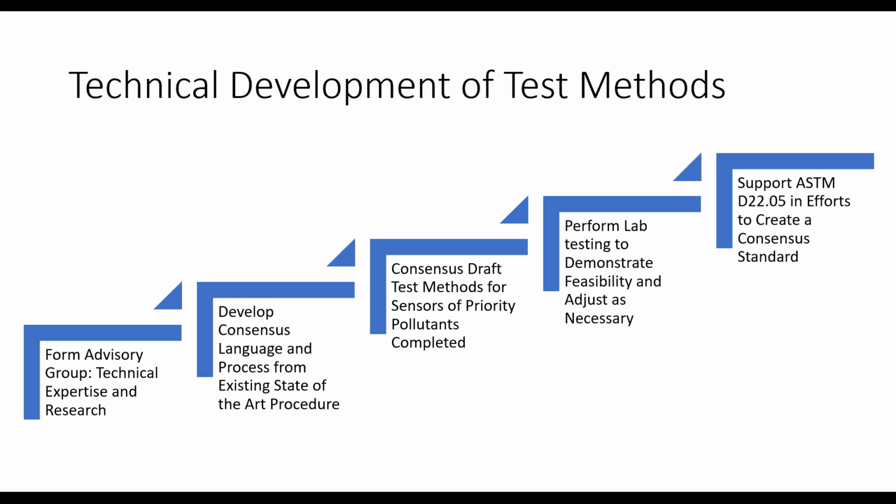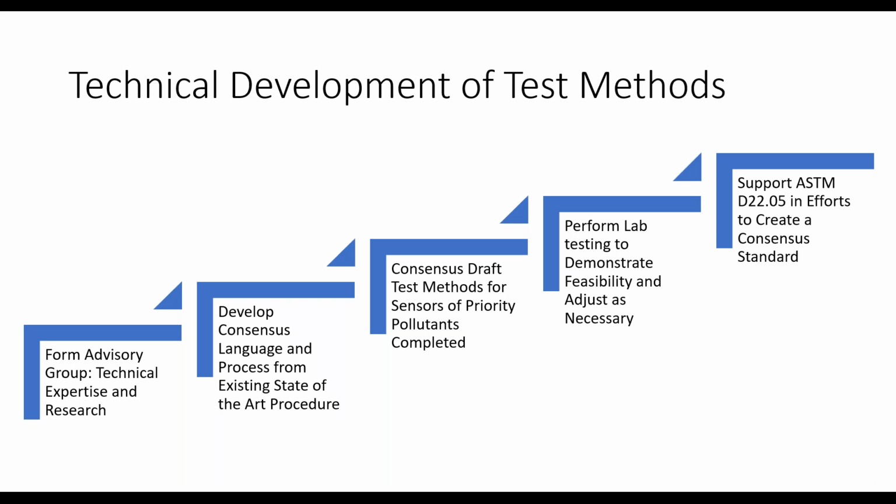And then currently where we are is on this fourth step, which is performing laboratory testing to demonstrate that the method is actually doable and that test conditions that are described in the test method are achievable. Once we do that, we'll make any necessary adjustments based on what we found in the testing and introduce it at ASTM.